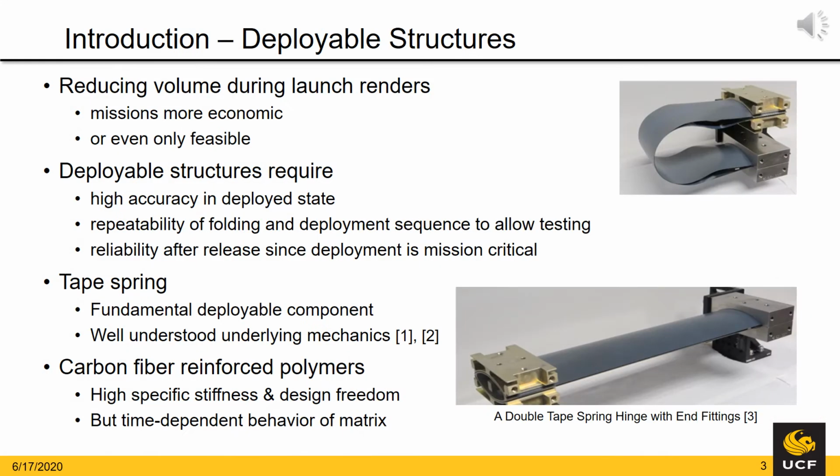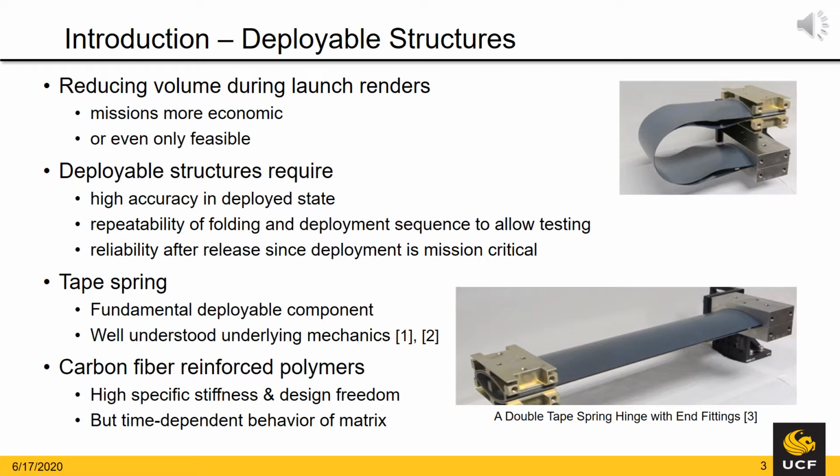Let me start with an introduction into deployable structures. Folding and deploying of space structures makes missions either more economic by using up less space within the launcher fairing or are even critical to enable a mission altogether. Deployable structures, however, face challenging and contradicting requirements such as high accuracy in the deployed state but low strains in the folded configuration. Also, the repeatability of folding and deployment must be possible to allow for a test sequence before launch. And finally, very high reliabilities are necessary since deployment is very often mission critical.